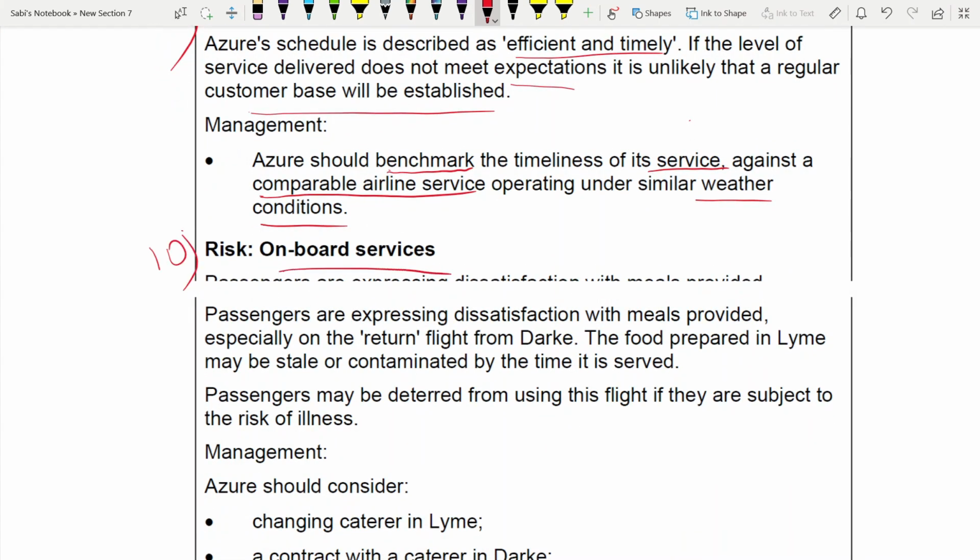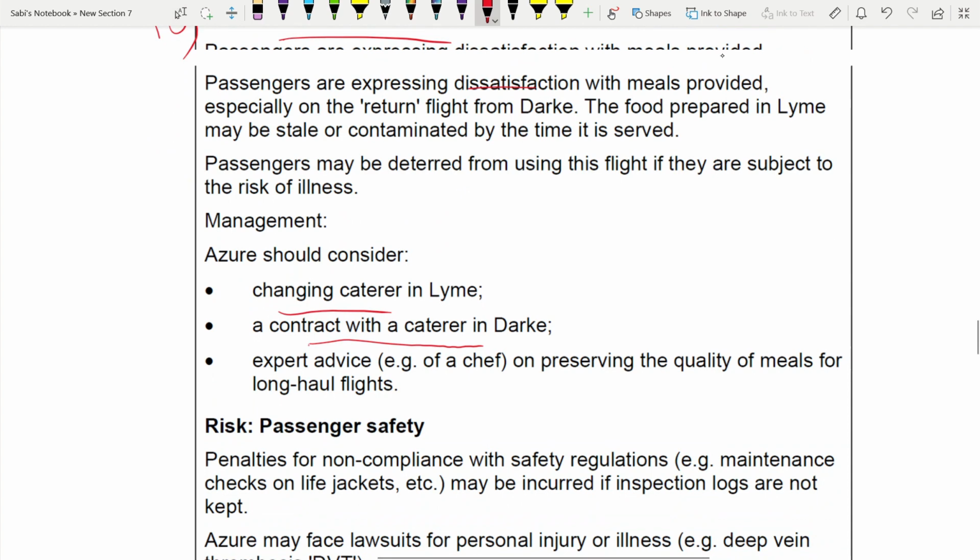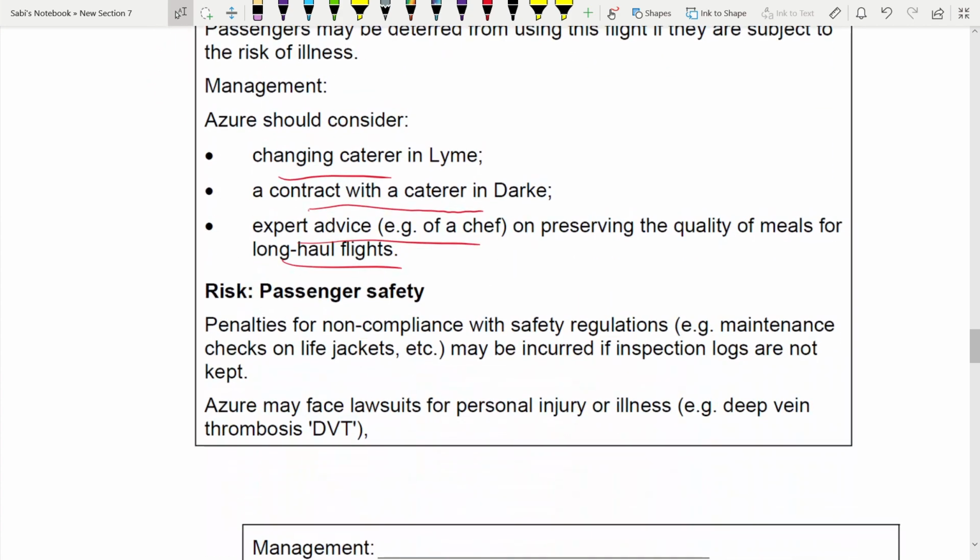on both services, like meals and all, so they were dissatisfied with the meal, isn't it? What can management do? Change catering or contract with the caterer, or expert advice, like ask the chef what should be the quality, especially for the long haul flights. Then we have passenger safety, isn't it?